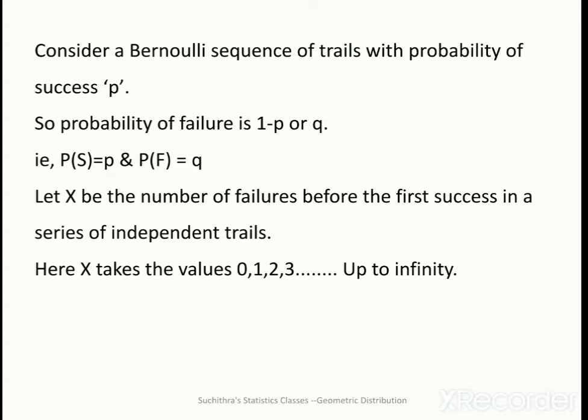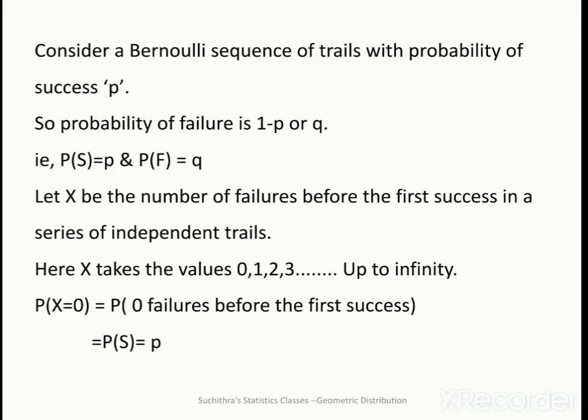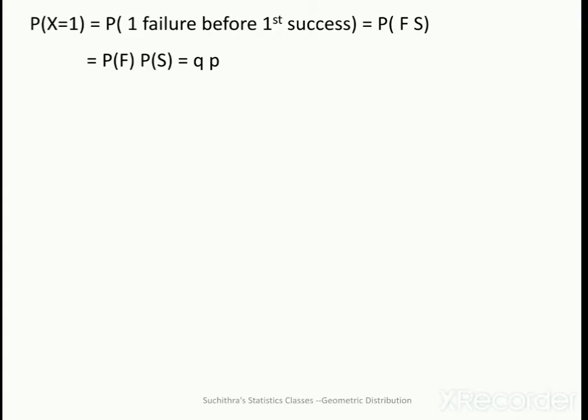Consider a Bernoulli sequence of trials with probability of success p. So the probability of failure is 1 minus p, or q. That is, P(S) equals p and P(F) equals q. Let X be the number of failures before the first success in a series of independent trials. Here X takes the values 0, 1, 2, 3, etc., up to infinity. Therefore, P(X = 0) is the probability of 0 failures before the first success, that is P(S), which is equal to p.